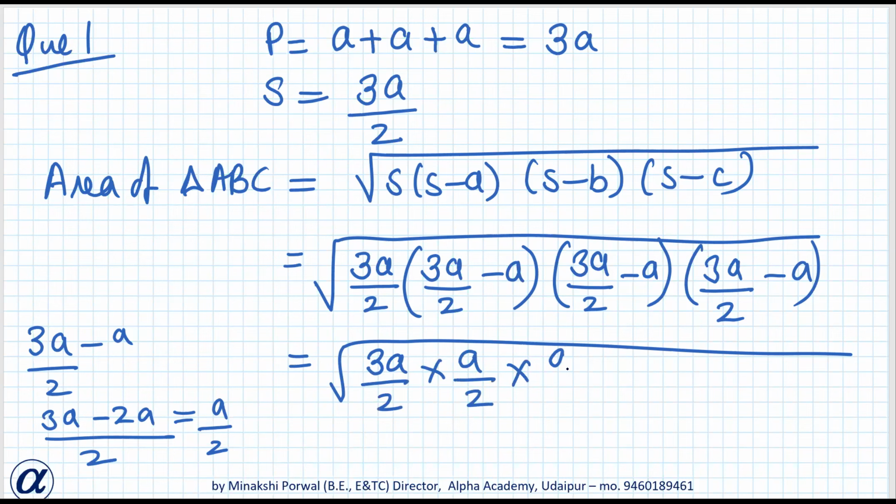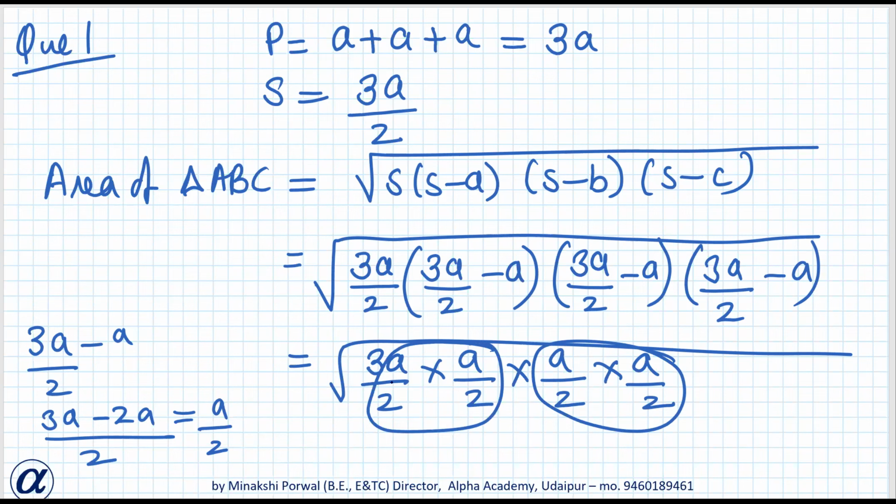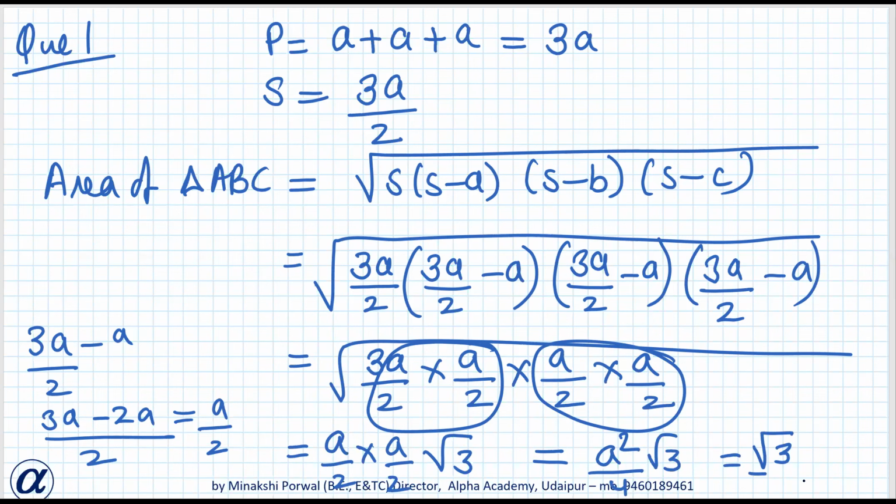This is a by 2, a by 2 and a by 2. We can write 3a by 2 as 3 into a by 2. So it is basically a by 2 into a by 2 into root 3. So it is a square by 4 root 3, or root 3 by 4 a square. So this is one of the answers given in the book.